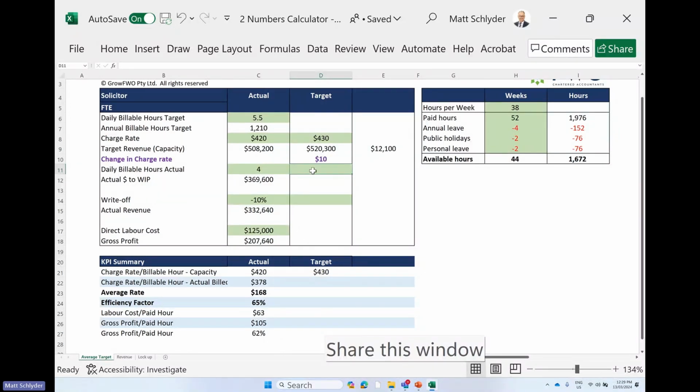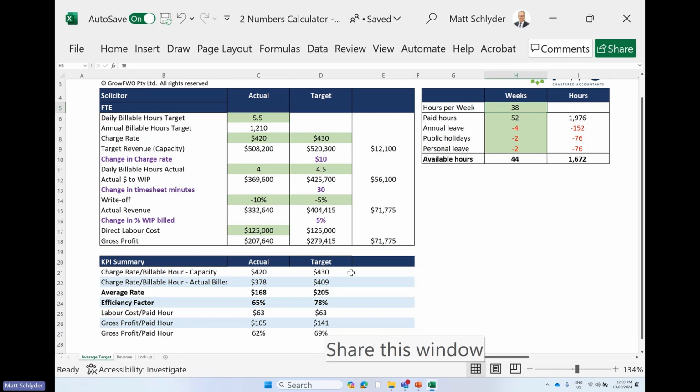But let's say we get some really good strategies in place, which I'll talk about shortly, around getting people to actually put all the time down into WIP for the work that they're doing. And we could get that up just by another half an hour a day. So for an extra 30 minutes for this particular person, we've automatically got an extra $56,000 worth of time being entered into WIP. Then we improved some efficiencies, we improved some billing processes, and we got the write-off down to 5%. But the difference that it makes in that gross profit is $71,000, because our labour cost is the same.